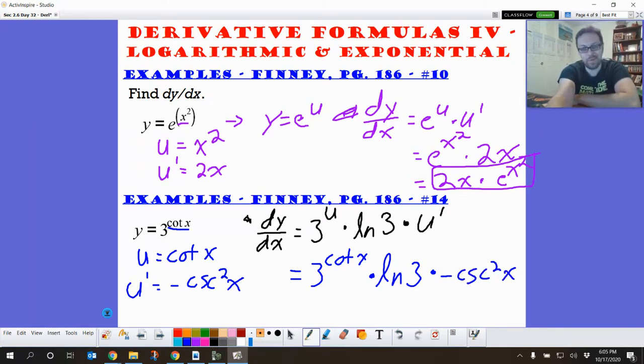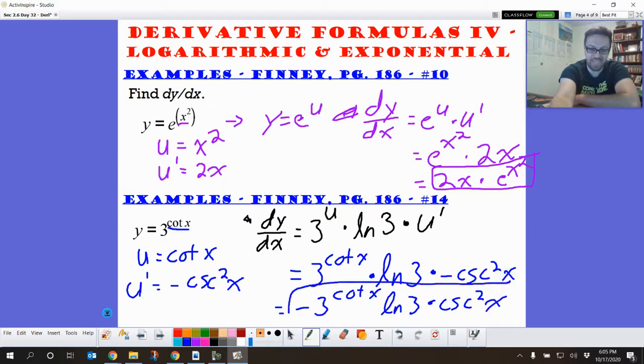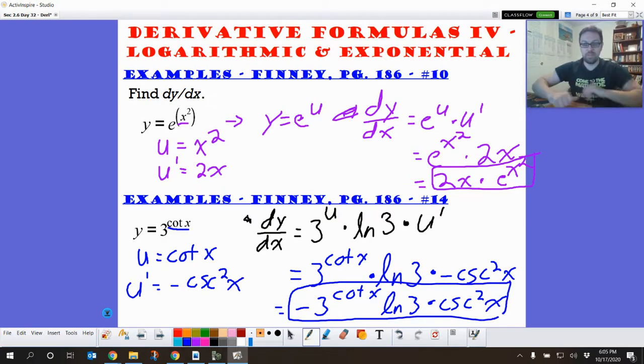Now this is going to be a gross one to try to write neatly. I want to put that negative first. So negative 3 cotangent of x. And then, I don't know, let's put the ln to kind of break up the cotangents. There's not a nice, neat way to write this one. It's just kind of gross looking, but that's kind of it. There's a lot of stuff in there.